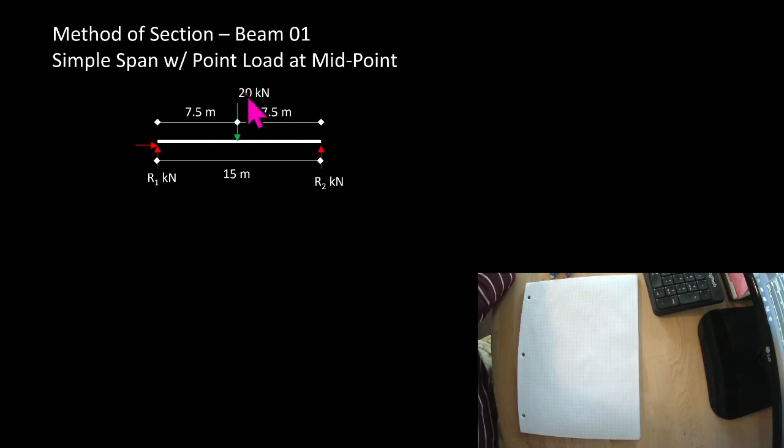There's a 20 kilonewton load applied at the middle of the 15 meter long beam. So 7.5 on either side. We want to find what the internal forces are in this beam. That seems simple enough, right?